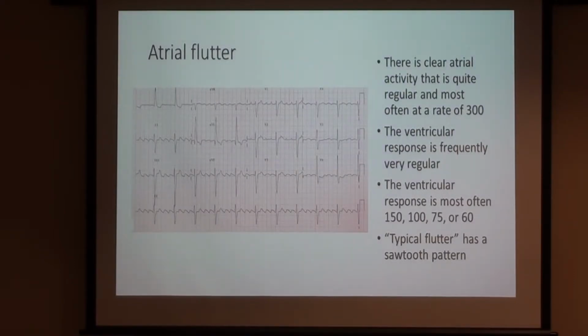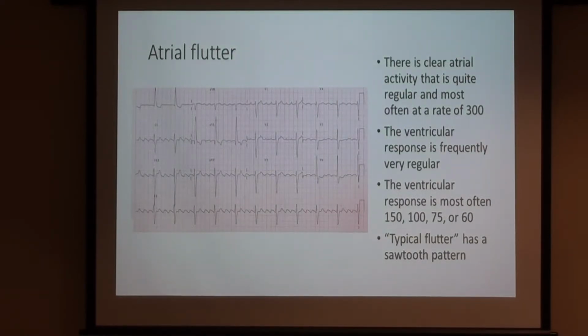But in somebody that's not on antiarrhythmic drugs, the flutter rate is almost always 300, and the ventricular rate is some divisor of that. The ventricular response is very frequently, I would say almost always, but not always, perfectly regular. All right? So very different than atrial fibrillation. It's going to be spot on regular most of the time.